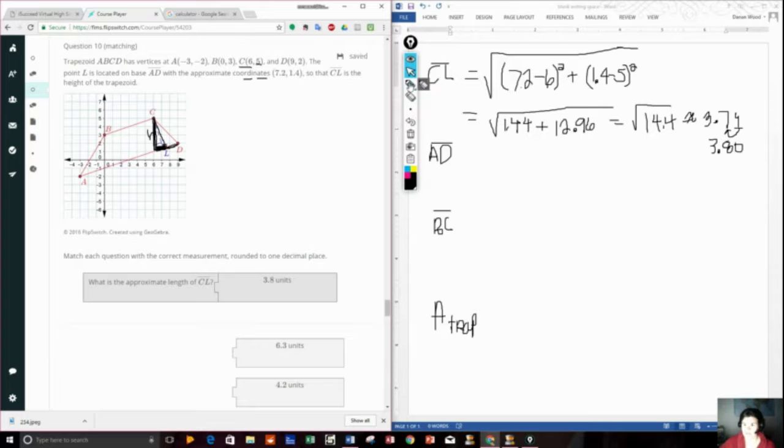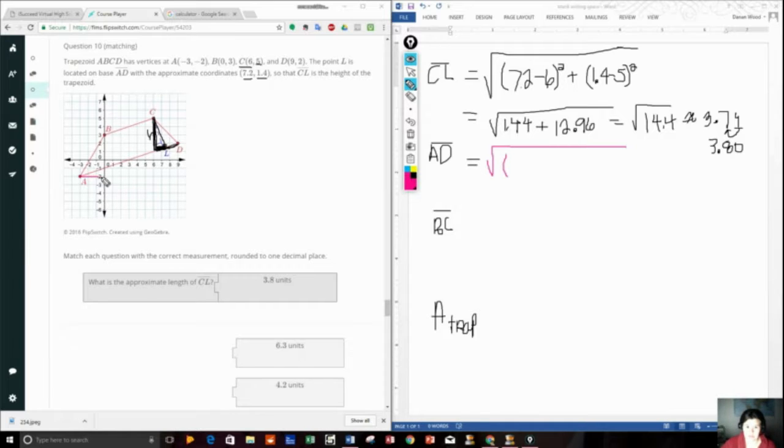Moving on to the next one, we need to find AD's distance, and now I like this one because I can count this out. I don't have to use the approximate, and I don't have to algebraically write out my distance in order to find it. I can count it. So we're going to do the same thing. We're going to find our horizontal distance by counting it.